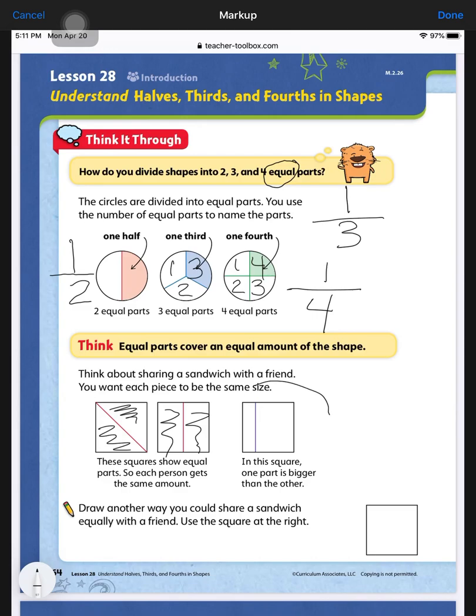But this square over here and this square, one part is larger than the other. So this part is much larger than this little part right here. So that is not equally cut into halves. It says, draw another way you could share a sandwich equally with a friend. Use the square at the right. I'm going to let you think about that for a second and try to do that on your own before I step in. You're going to cut that square into 2 equal parts, but you have to use a different way than they showed you.